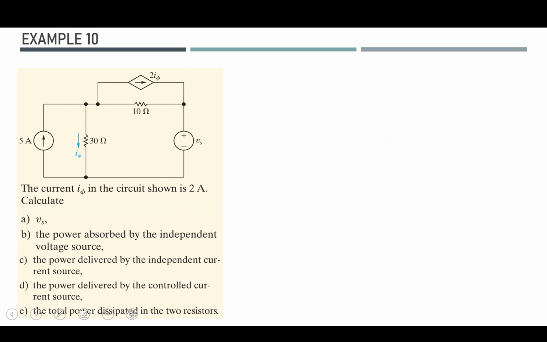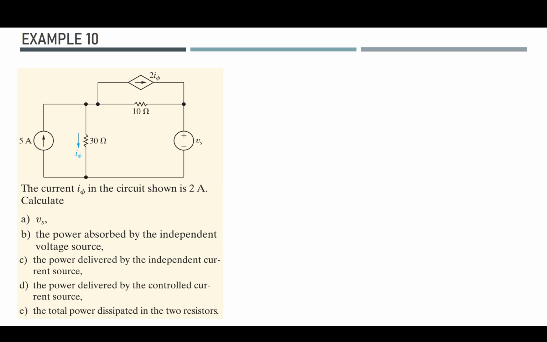Okay, now we have a new circuit here. In the circuit there is a current called I5, which is given as 2 amps. We are supposed to calculate the value of Vs and the power absorbed by this independent voltage source. In this example, the voltage source is absorbing power, not providing. Also the power delivered by the independent 5 amp current source, the power delivered by the controlled current source, and the total power.